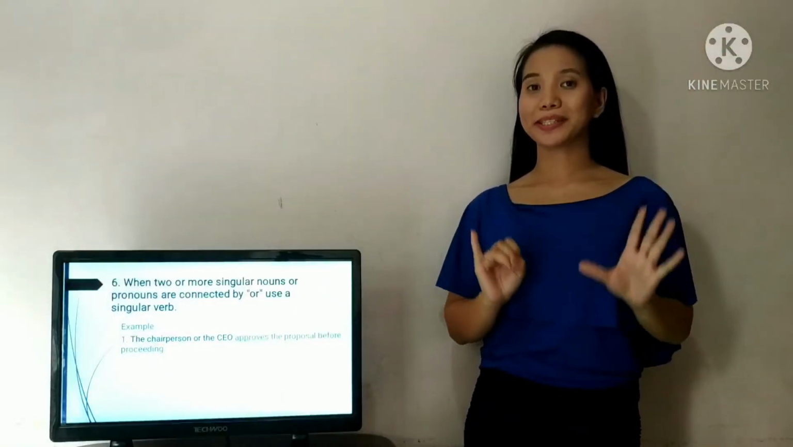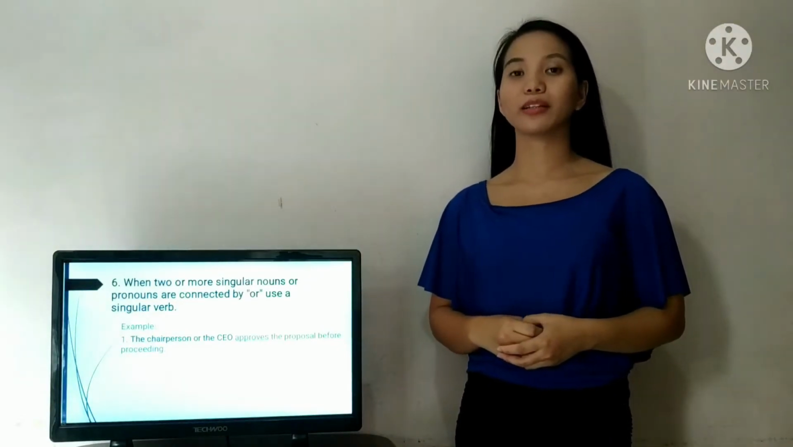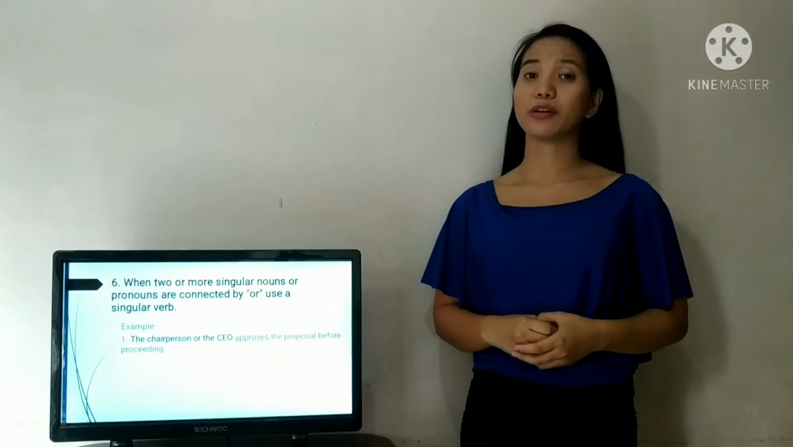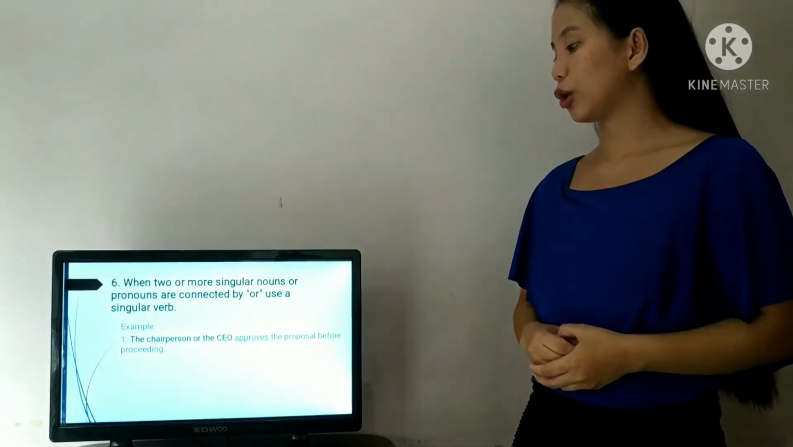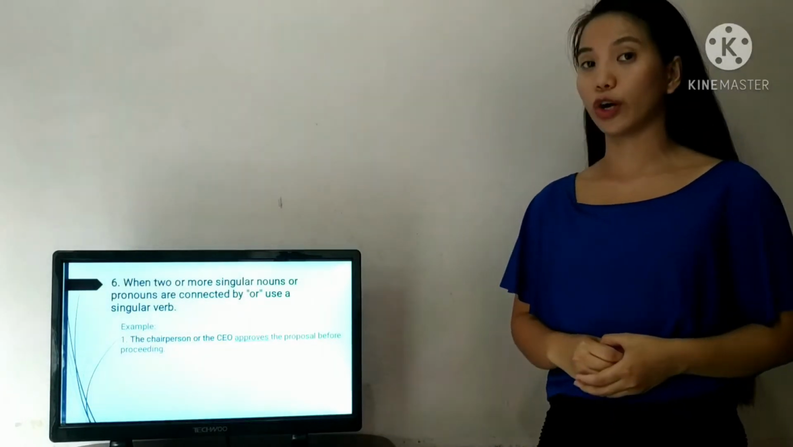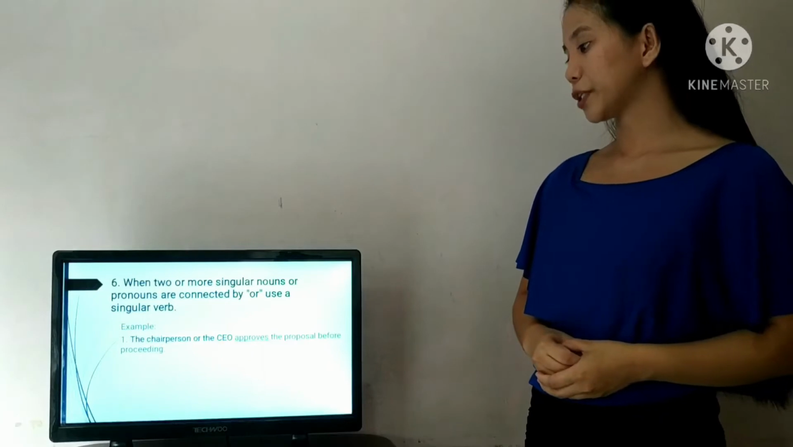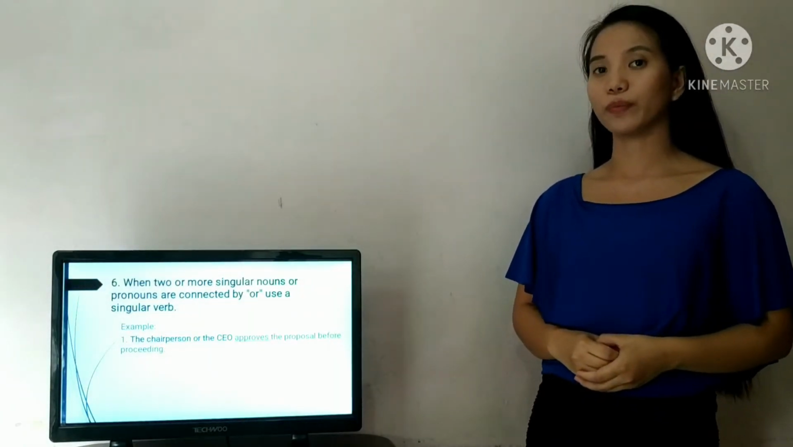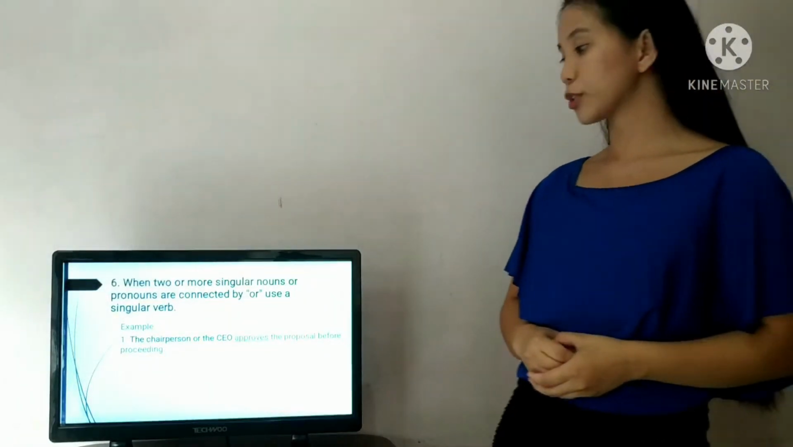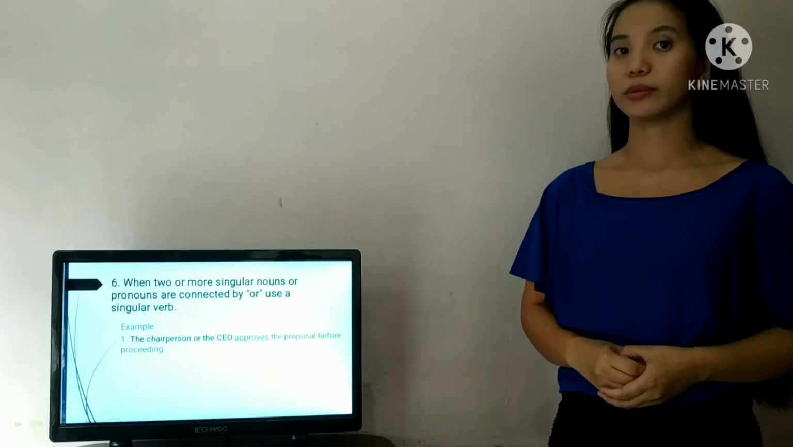Rule number 6 states that when two or more nouns or pronouns are connected by or, use the singular verb. In our example, the chairperson or the CEO approves the proposal before proceeding. The two nouns in our example are chairperson and CEO. Since both nouns are in the singular form, and it was connected by or, it also takes the singular form of the verb, which is approves.